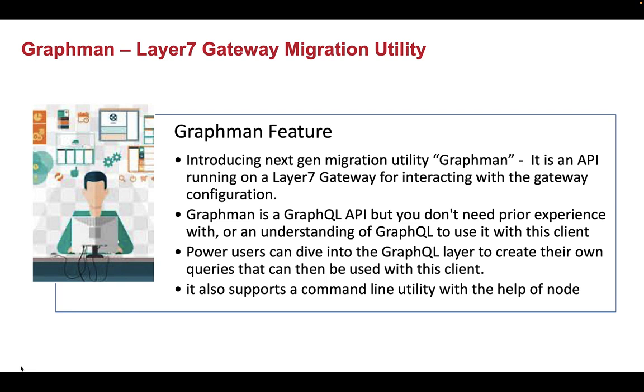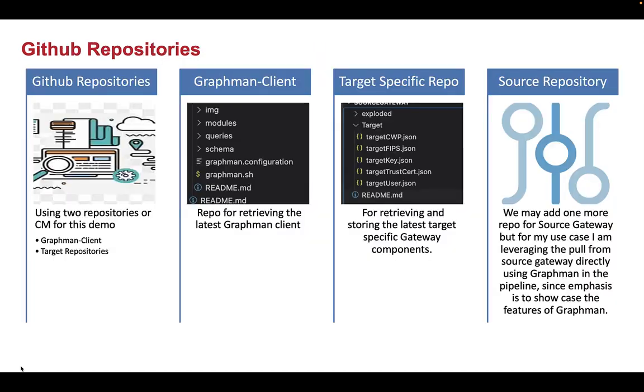Custom GraphQL queries are also feasible, but as I mentioned earlier, Graphman comes with two different types of client. One is the command line utility, which you will be seeing as part of this demonstration. Another one is the Postman client, which is API based, using GraphQL. And if there are users who want to play around with custom GraphQL queries, they can go ahead and leverage that. So that's it from the Graphman features point of view.